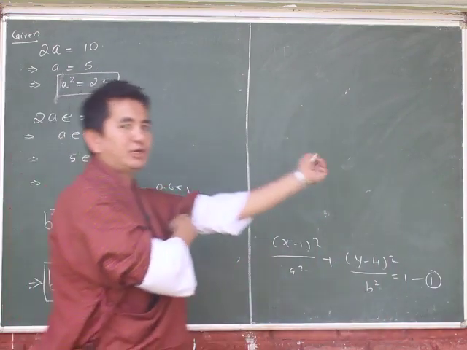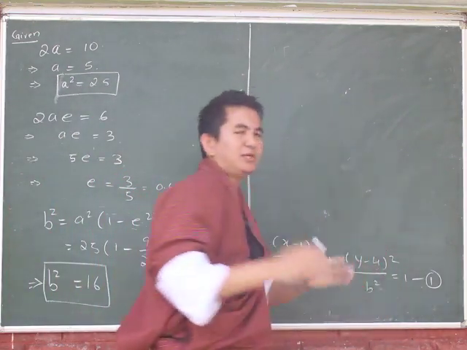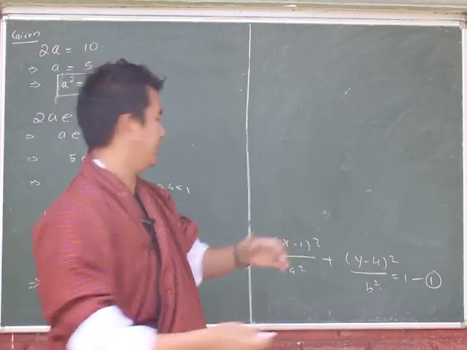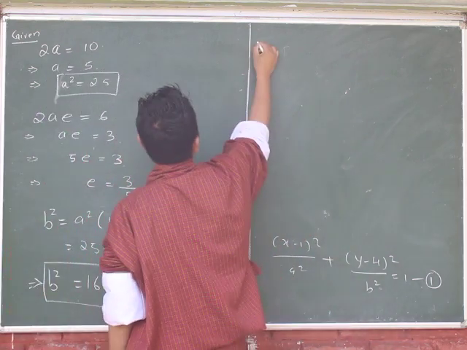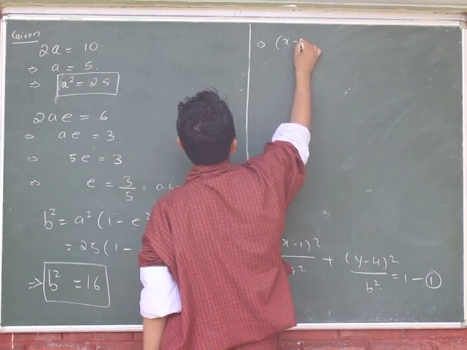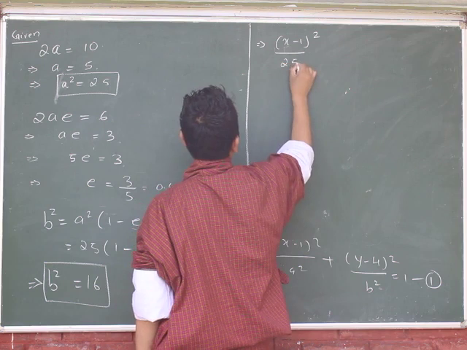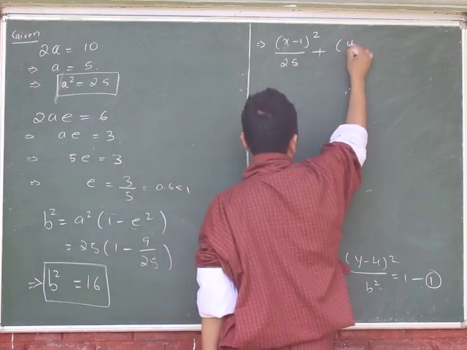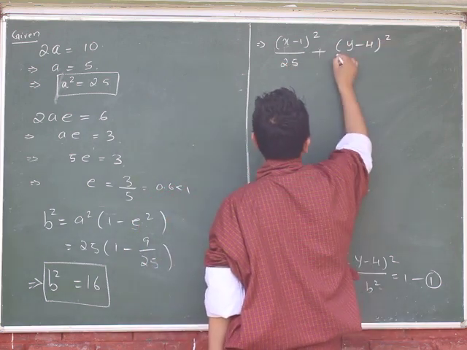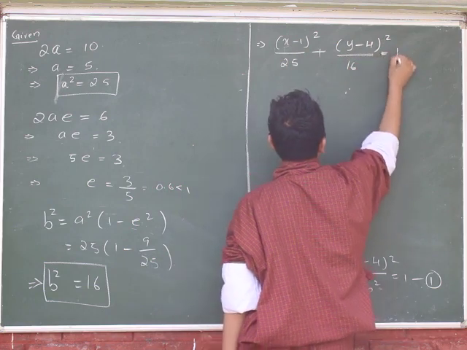Try to get as much information as you can, because sometimes in a question it will not be given directly. So now finally, (x minus 1) whole square divided by, what's the a square value, 25, plus (y minus 4) whole square divided by, what's the b square value, 16, is equivalent to 1.